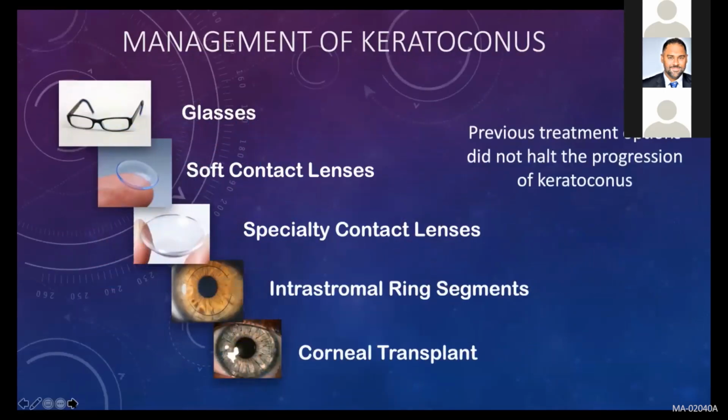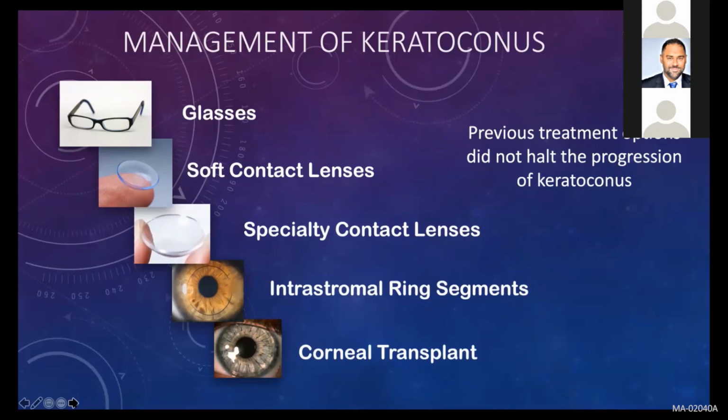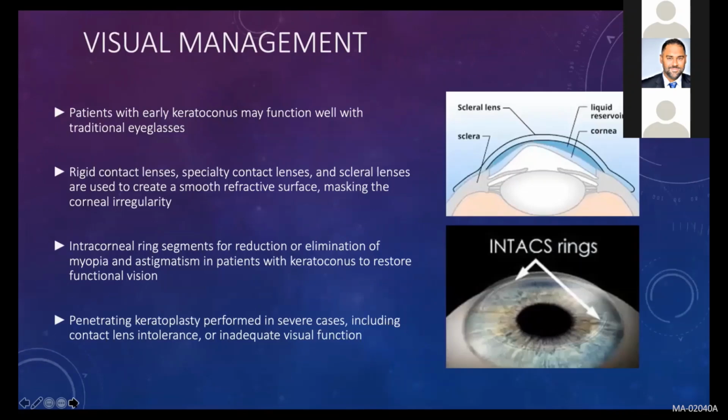So the management of keratoconus has been this long-standing algorithm of progressing as the disease progresses itself. And one of the things that was found across the board was that the treatment options really didn't halt the progression of keratoconus. It basically just adapted to the severity of the disease. So glasses, soft contact lenses, specialty contacts, intrastromal rings, and finally penetrating keratoplasties, corneal transplants, were typically how things were managed, and has been the standard for some time.